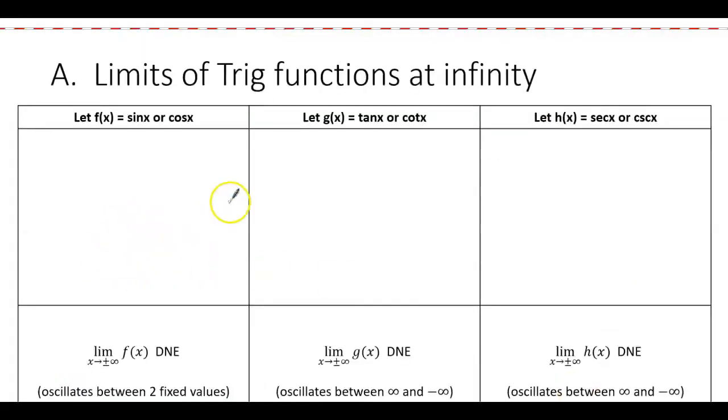Okay, so let's talk about the limits of trig functions at infinity. In other words, what happens as x goes off into infinity? Well, I've got them grouped here because these ones that are grouped together behave in a similar fashion because their graphs look the same. Both sine x and cosine x have a similar looking graph. They just basically look like a wave.